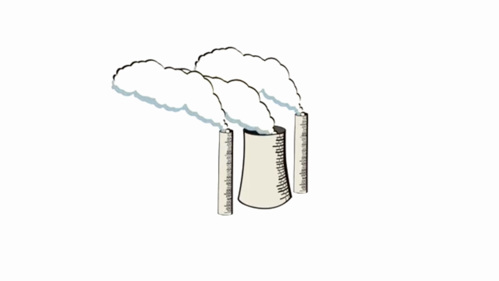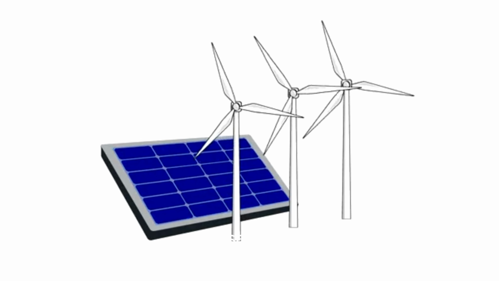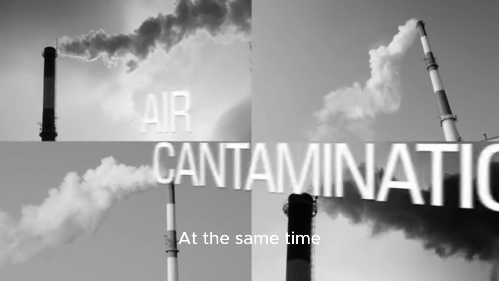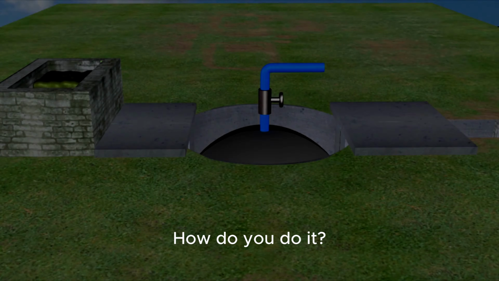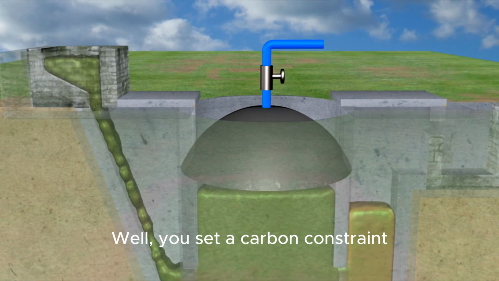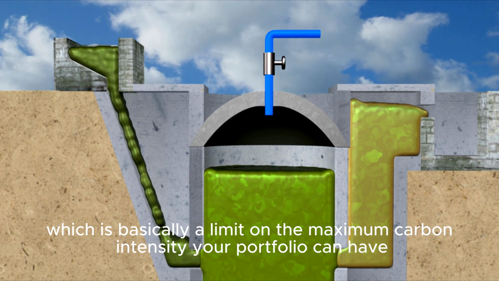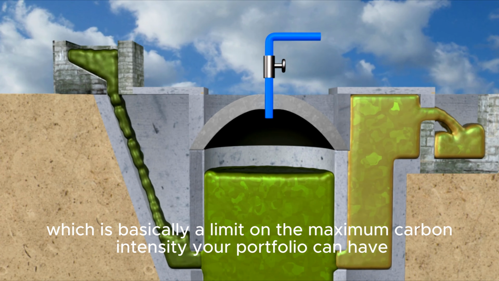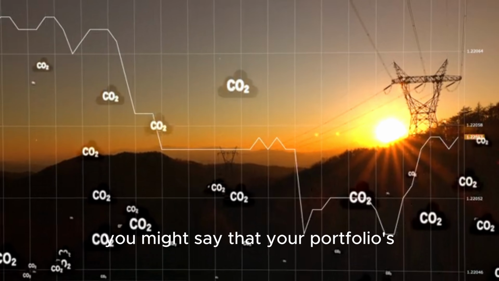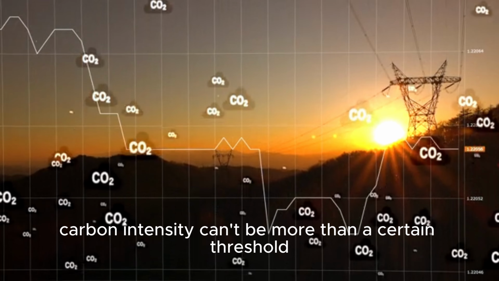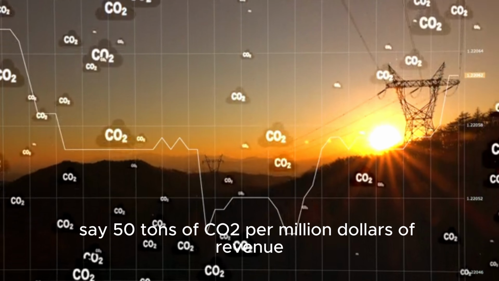Let's say you're an investor who wants to build a portfolio with a specific target return, say 8%. At the same time, you also want to limit the carbon emissions of your portfolio. How do you do it? Well, you set a carbon constraint, which is basically a limit on the maximum carbon intensity your portfolio can have. So, in this case, you might say that your portfolio's carbon intensity can't be more than a certain threshold, say 50 tons of CO2 per $1 million of revenue.